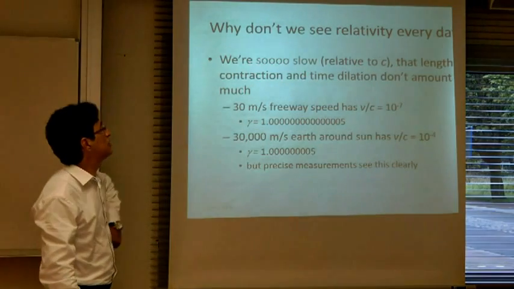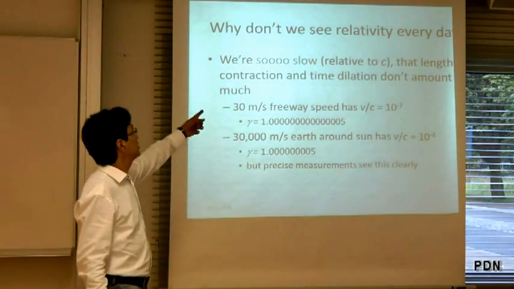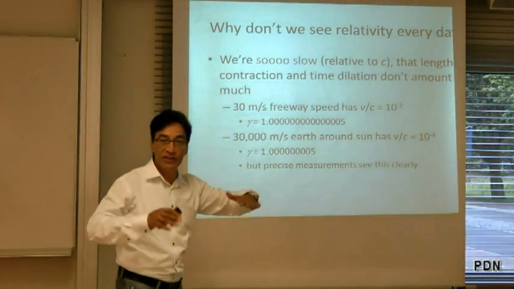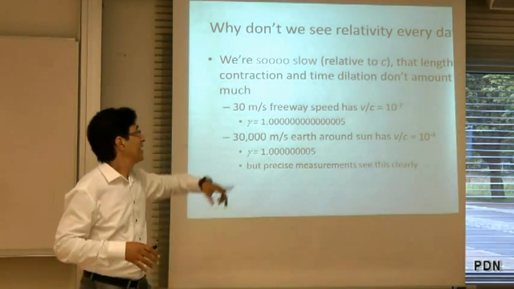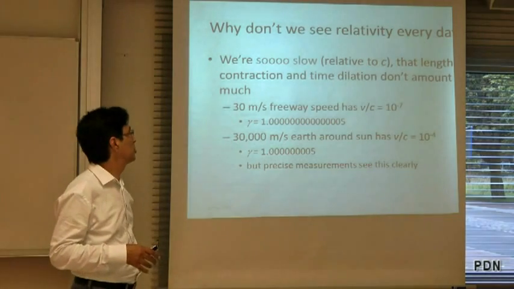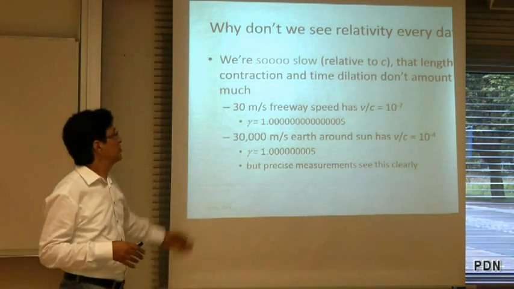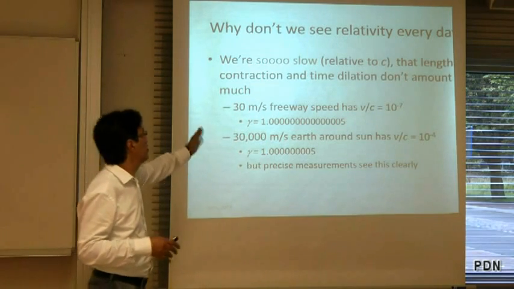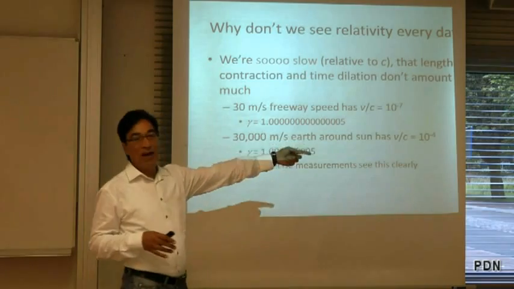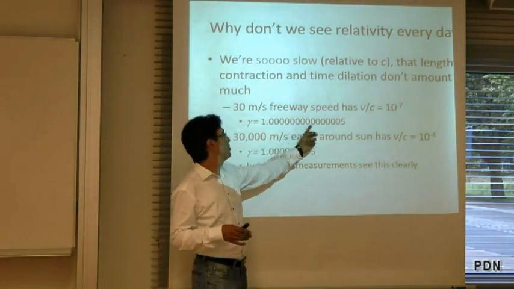But now, why don't we see relativity every day? Why in our daily life do you not see that? Because we are so slow relative to C. Really so slow. That length contraction and time dilation don't amount to much. For example, on a freeway you are going, I said 30 meters per second, but you can say 100 kilometers per hour. But it is nothing. It's 10 to the minus 7. Gamma is 1.